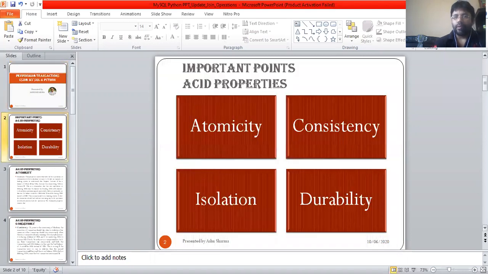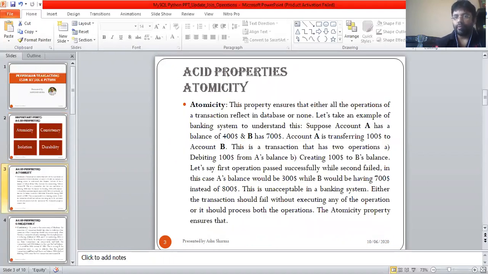As we all know, in a database there is the concept of ACID properties. So we have atomicity, consistency, isolation, and durability. To make a database consistent, it is important that these properties should hold. We will try to understand each one of them one by one. So let's start with atomicity.